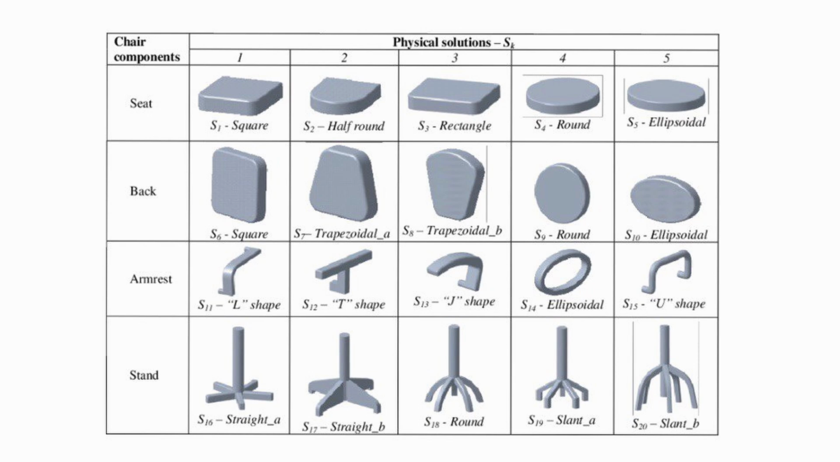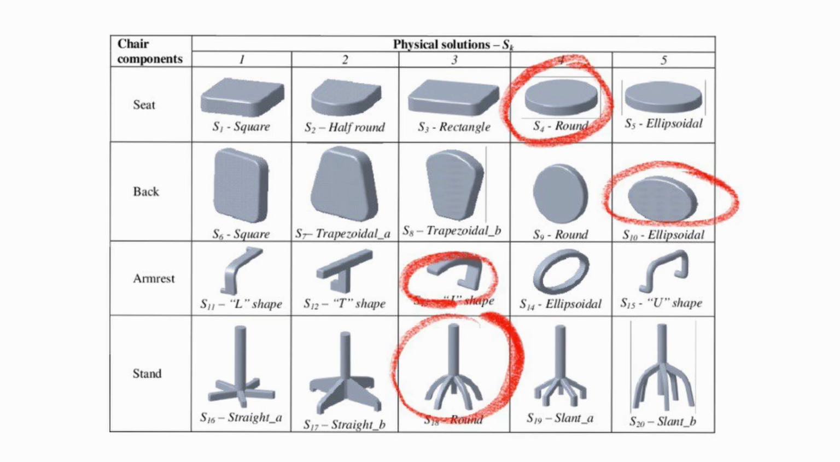For example, I can imagine some round type of chair that would have a round seat, an ellipsoidal back, a roundish armrest, and a similar stand. The next step would be to sketch out this design and work on the ergonomics.